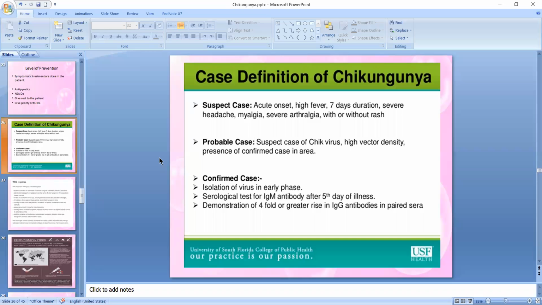This is a case definition of chikungunya fever. Suspected cases are those with acute onset, high fever, 7 days of duration, severe headache, myalgia, severe arthralgia with or without rash. Probable cases are those with chikungunya virus, high vector density, presence of confirmed cases in the area, and isolation of virus in early phase. Serological test for IgM antibody after the 5th day of illness. Demonstration of 4-fold or greater rise in IgG antibodies in paired sera.